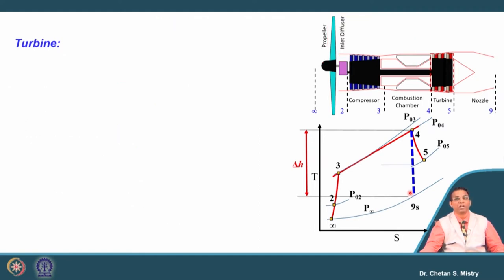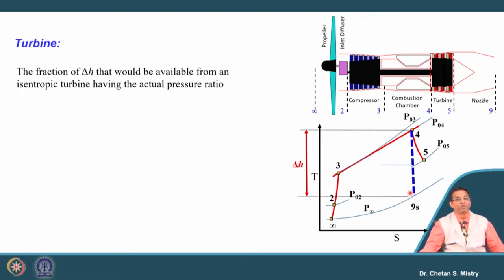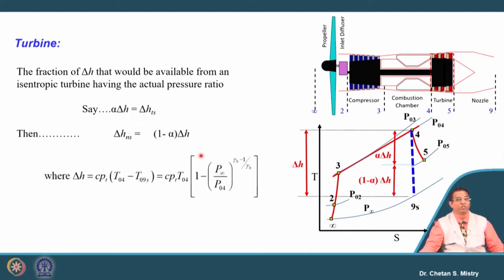Now, let us try to understand how we analyze this kind of situation. So, for the turbine, as we have discussed, we have delta H, that is the total enthalpy which is available with us. Out of that, if I consider the enthalpy drop which is happening inside the turbine, I am putting that as alpha into delta H. So, what will be the remaining portion? That will be (1 minus alpha) into delta H, that is the enthalpy drop which is happening inside my nozzle.